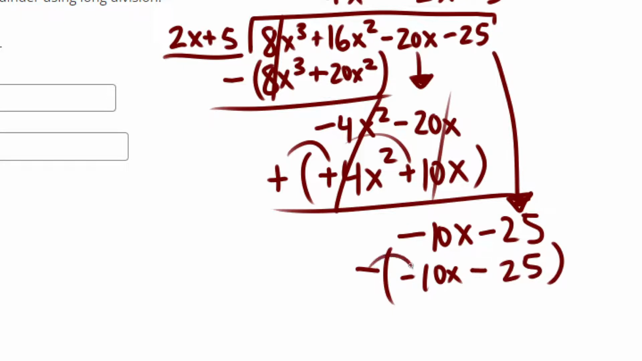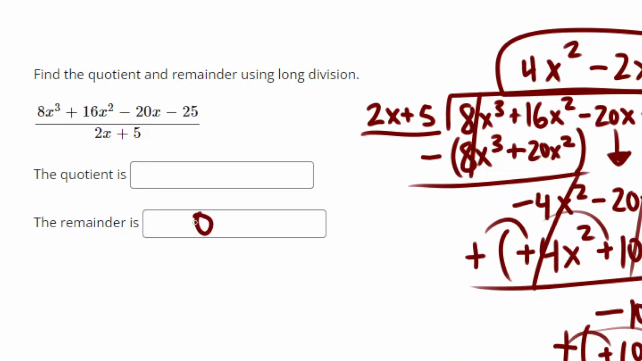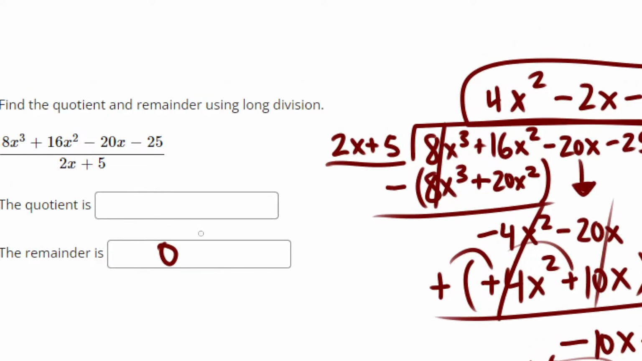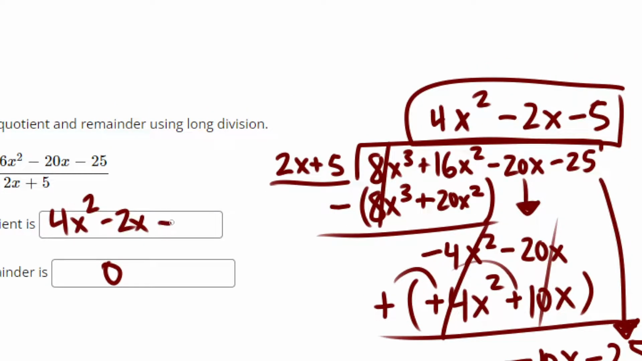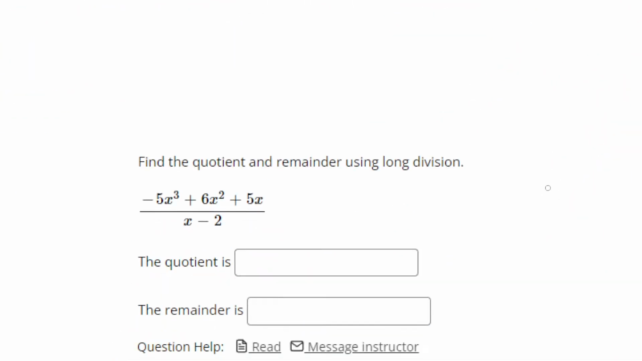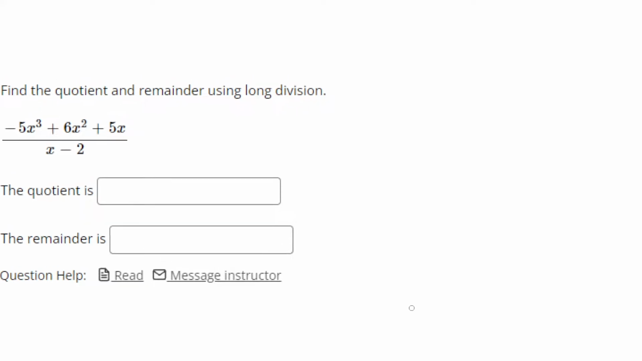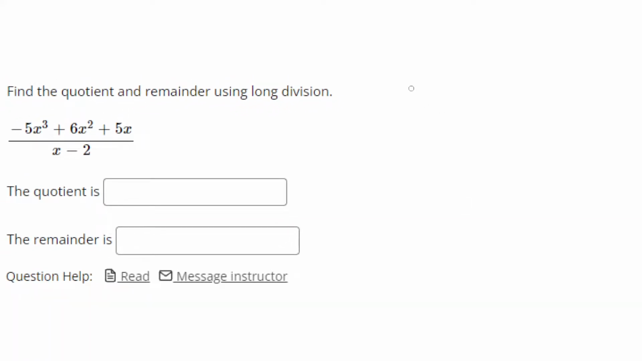And then this subtraction distributes through, and you get 0 plus 0. And this is your answer, and you have no remainder. But your quotient would be 4x squared minus 2x minus 5. I'm going to go a little quicker on this next example, but hopefully you'll still get the idea. So we have negative 5x.